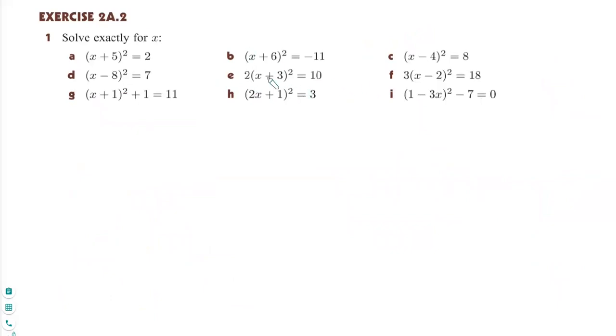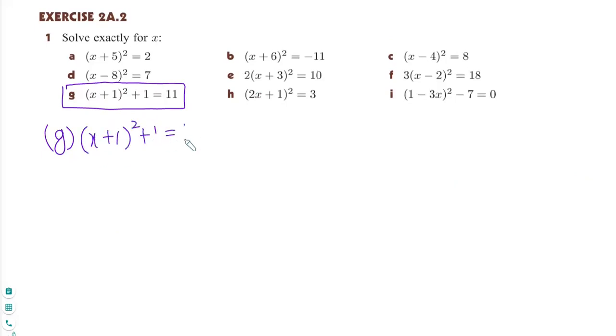Now I'm taking this one. Yeah, part G. In part G, I have (x plus 1) whole squared plus 1 is equal to 11. Now taking this to the other side, it becomes (x plus 1) whole squared equals 11 minus 1.